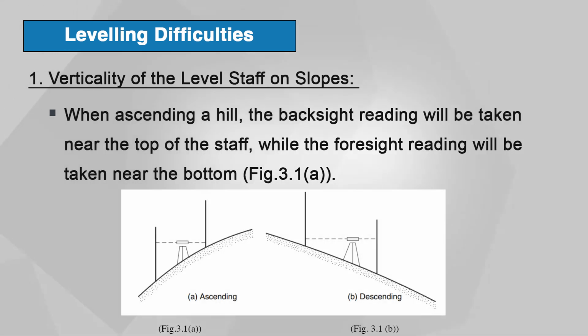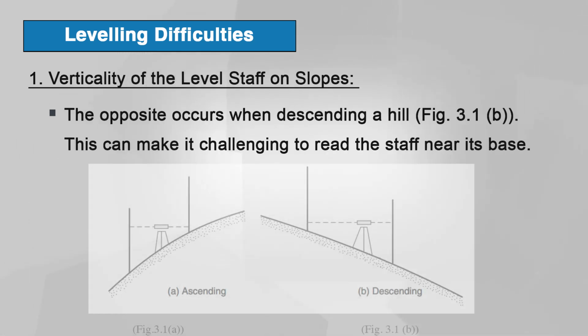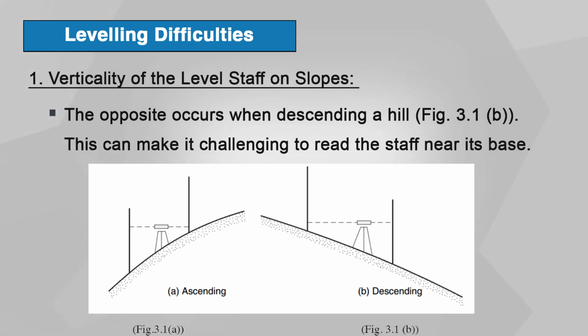When ascending a hill, the backsight reading will be taken near the top of the staff, while the foresight reading will be taken near the bottom as shown in figure A. The opposite occurs when descending a hill as shown in figure B. This can make it challenging to read the staff near its base.